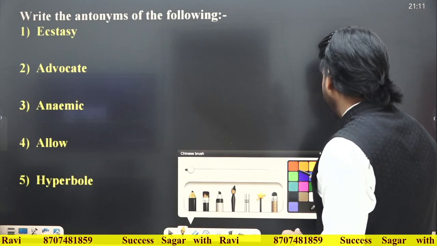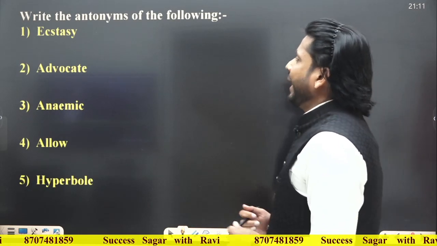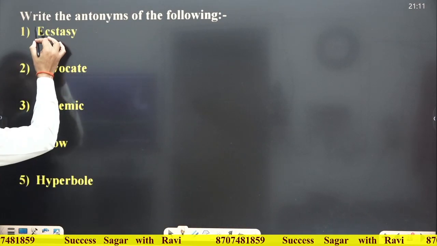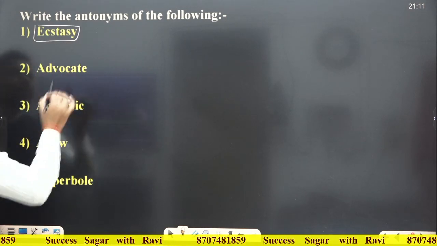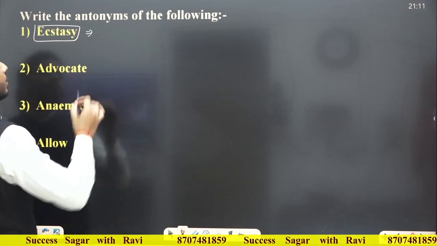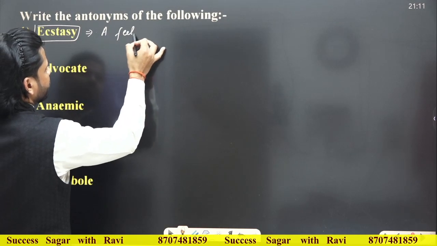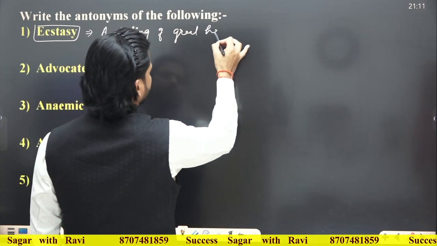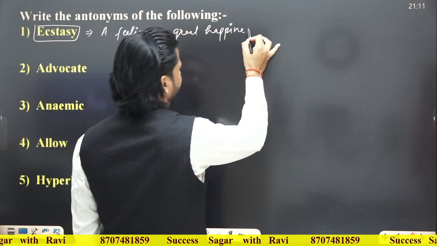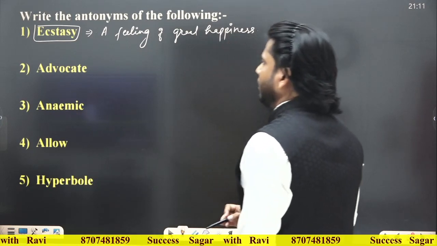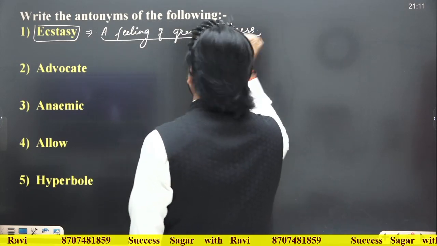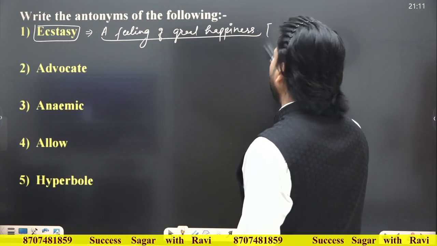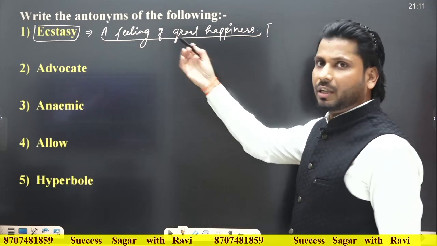Word power, what is there? Antonym. Antonym, very easy to understand. Let me explain these words. Ecstasy. What do you mean by the term ecstasy? It means a feeling of great happiness. A feeling of great happiness. This is the meaning of the given word, but this cannot be the synonym. Great happiness.